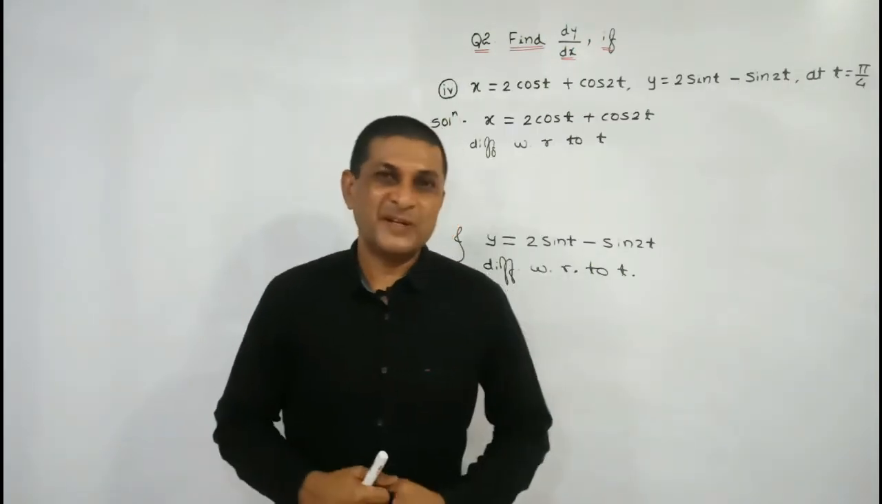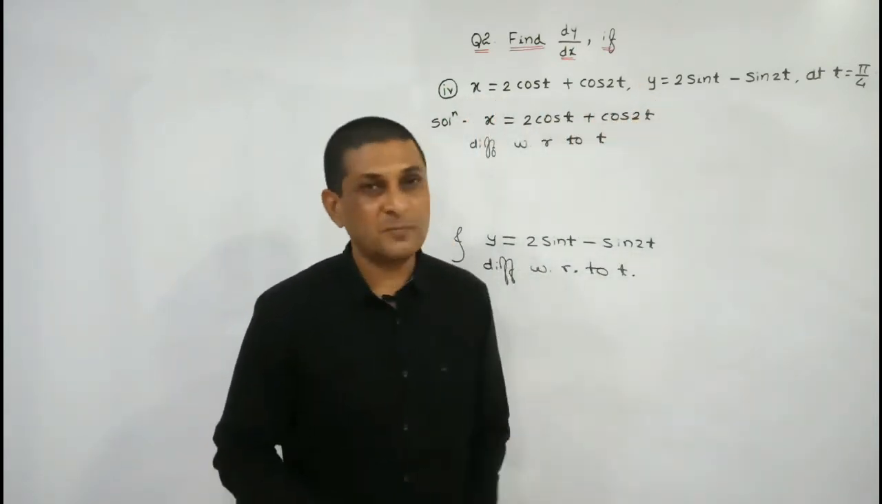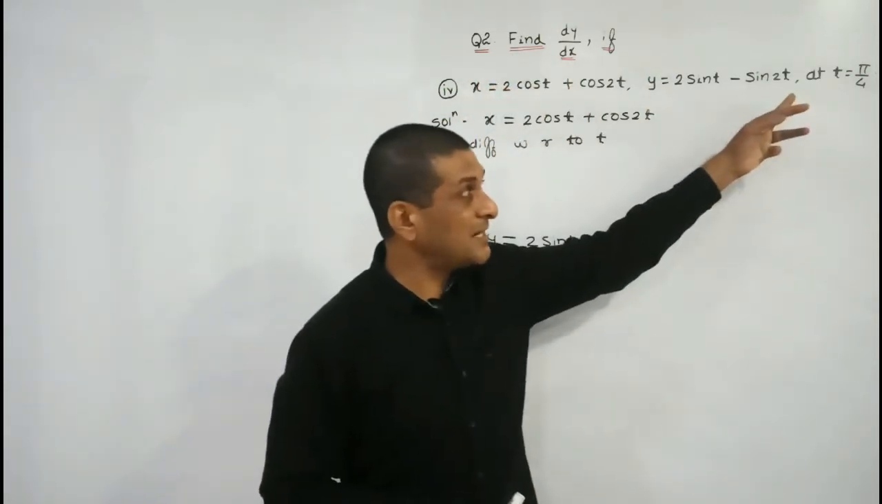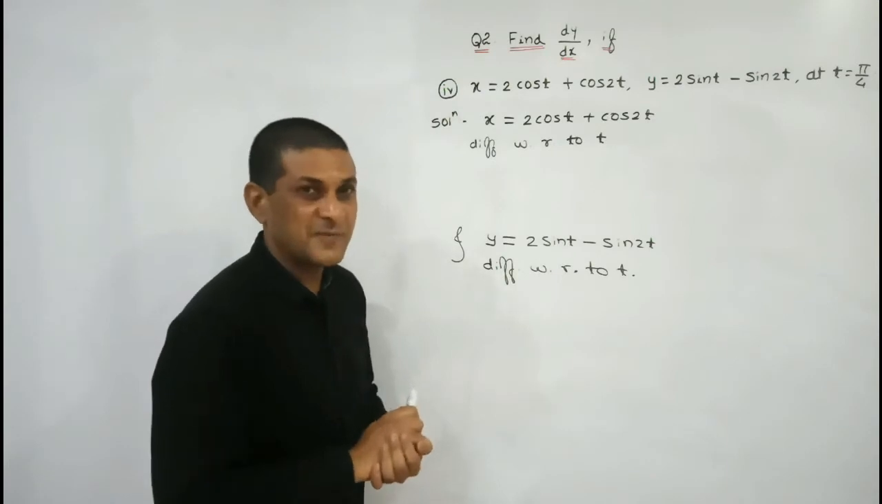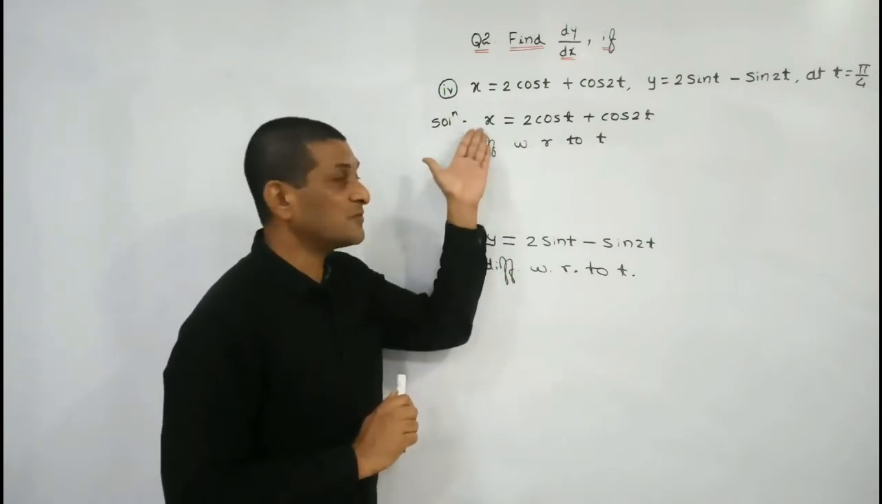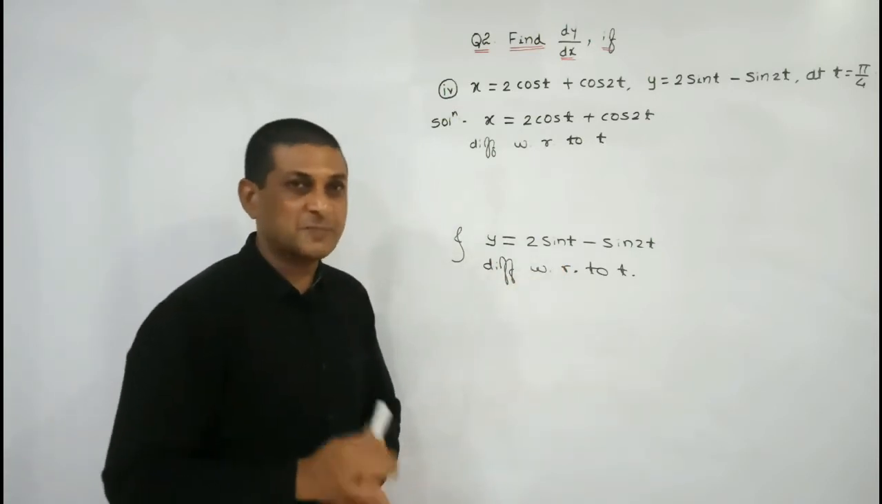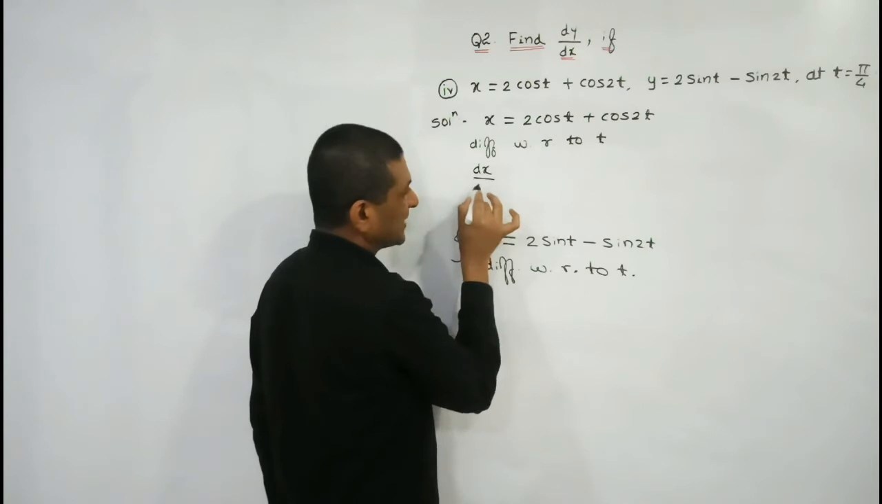Now see the example number 4. Here also value of x in terms of t and value of y in terms of t, means t is here parameter, and we have to find out dy by dx at t is equal to pi by 4. So first let us try to find out value of dy by dx. For that purpose first we have to find out differentiation of x with respect to t and y also with respect to t. So we are differentiating x with respect to t.